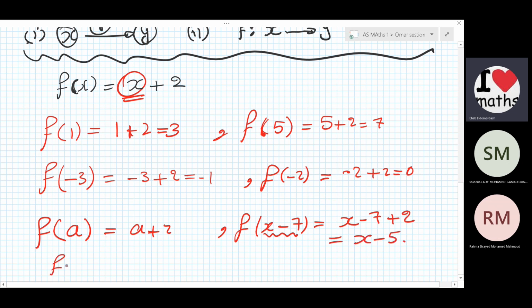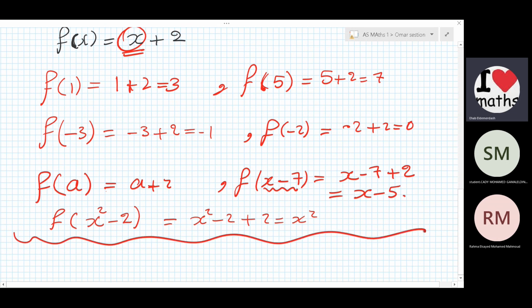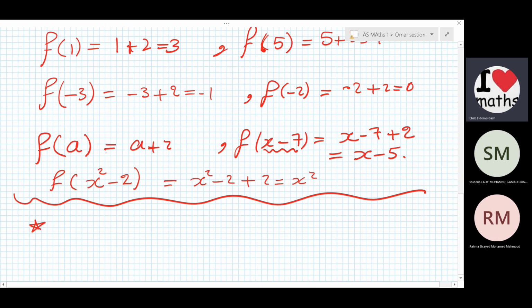If I said I need f of x squared minus 2, what will be the answer? I have to replace it, so it will be x squared minus 2 plus 2. This will give me x squared. Are we clear on that? So for any function, you can just replace x by anything, by any value. Right, let's go to the next part.